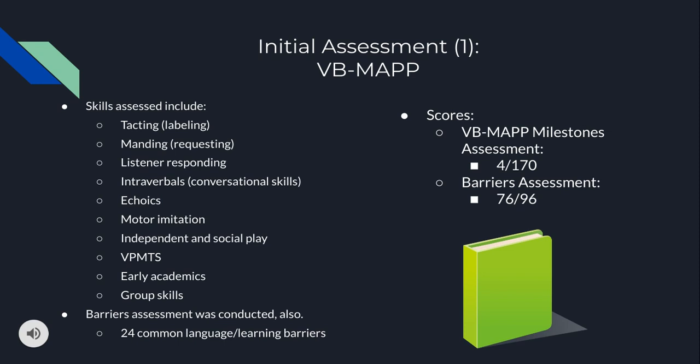So if we look over here on the right hand side, we can look at the scores for both the VB-MAP milestones and the barriers. For the VB-MAP milestones assessment, E scored 4 out of 170 points. And for the barriers assessment, she scored 76 out of 96 points.